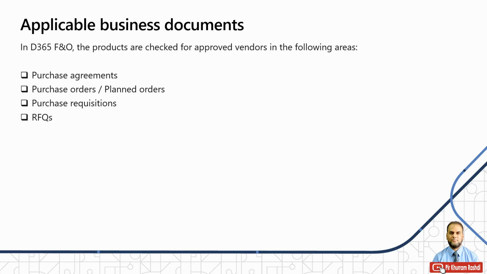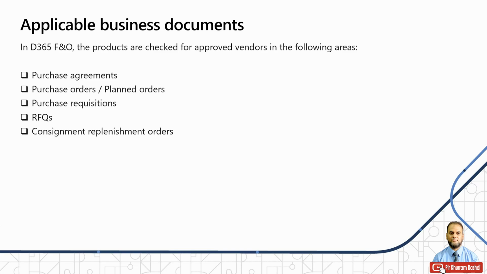A request for quote is just a request to a vendor: please quote on these needed products. Then replies are taken from those vendors. Once replies are received, they are recorded. So at that time also, approved vendors are checked for those specific items.